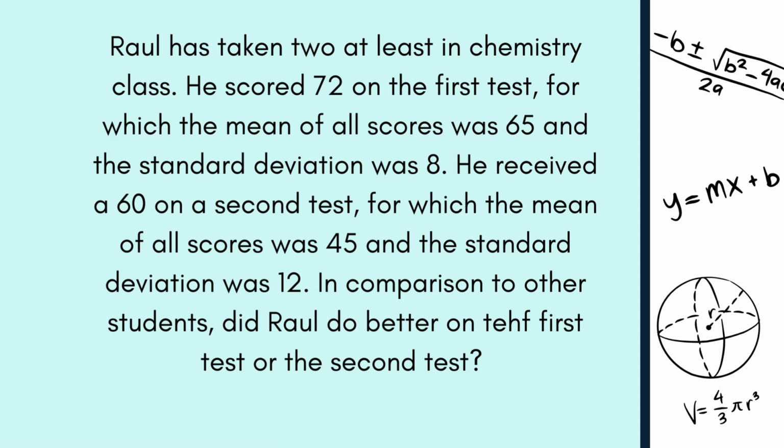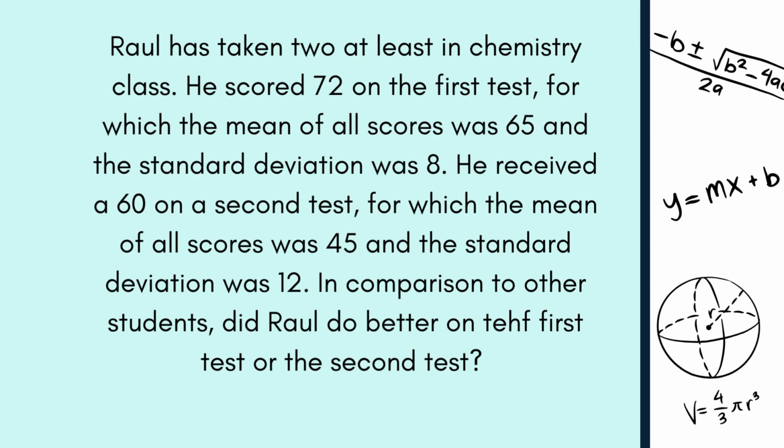Raul has taken two tests in chemistry class. He scored 72 on the first test, for which the mean of all scores was 65 and the standard deviation was 8. He received a 60 on his second test, for which the mean of all scores was 45 and the standard deviation was 12. In comparison to other students, did Raul do better on the first test or the second test? So we will find out.